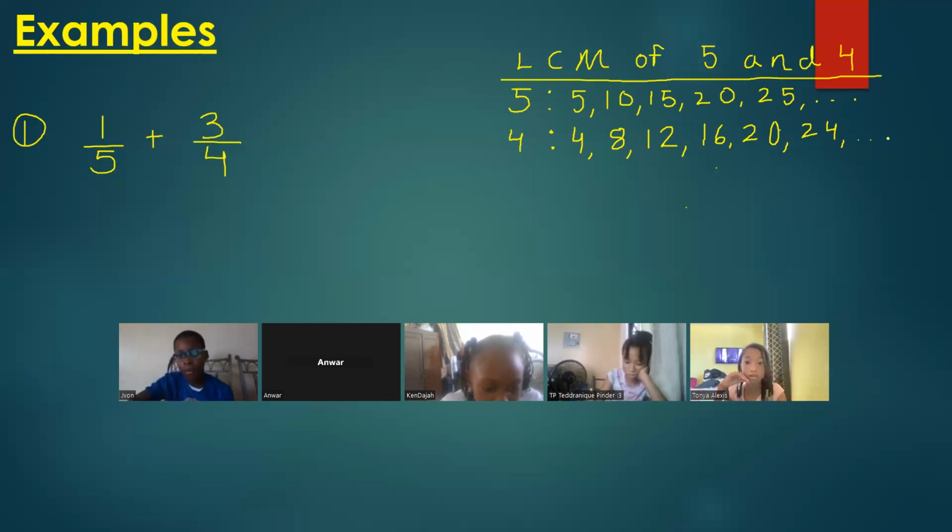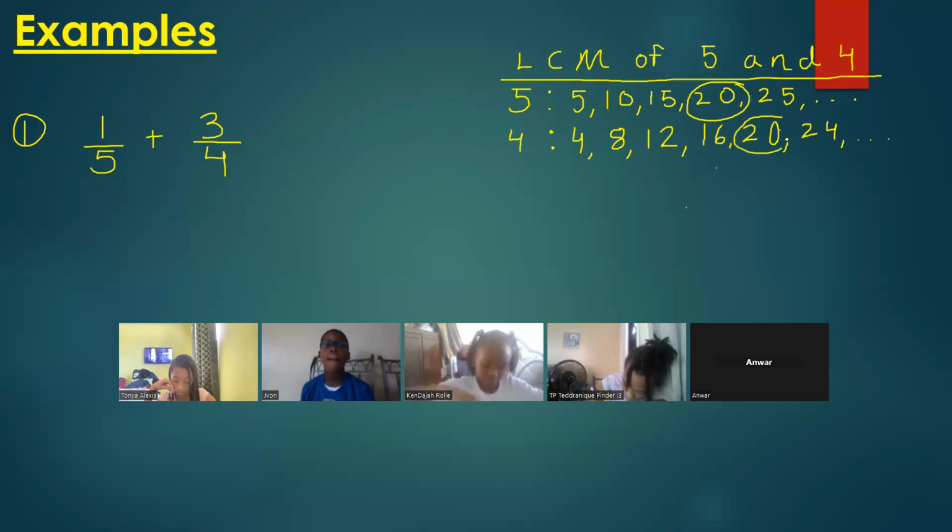20. You believe it's 20? Okay, that's correct. It's 20. What is common in both of them is 20, and that's the lowest one that's common in both of them.